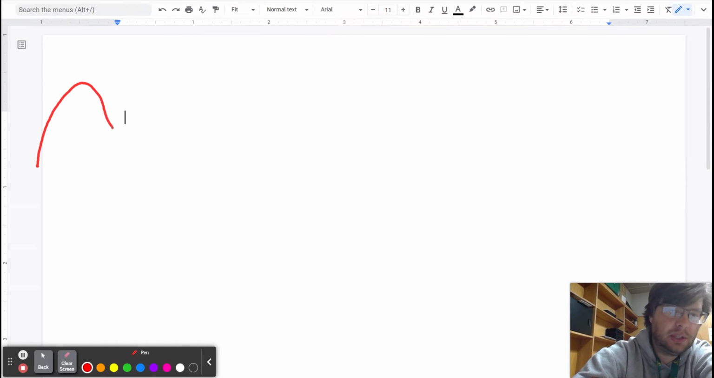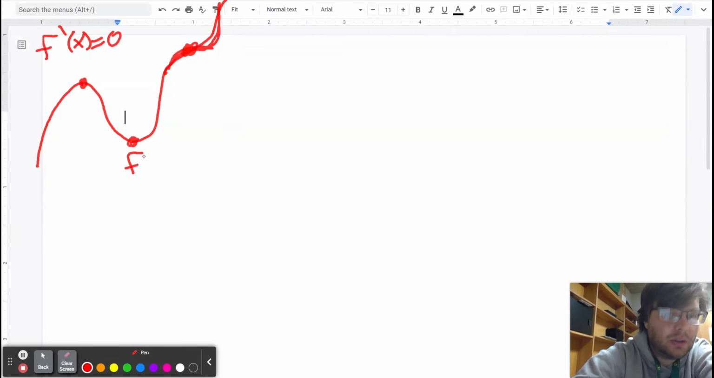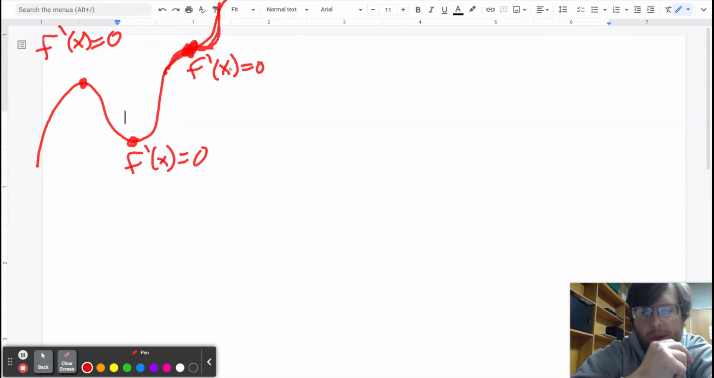If I have a function that looks something like this, let's make that a little flatter and then go up like this. There are three different types of critical points. These three are critical points right here. In other words, these are the three types of things where our derivative could equal zero. So just because you find a place where the derivative equals zero does not mean it's a maximum, a minimum, or a stationary point. You'd have to work harder to figure out what type it is.